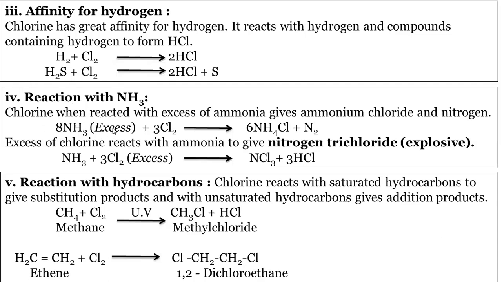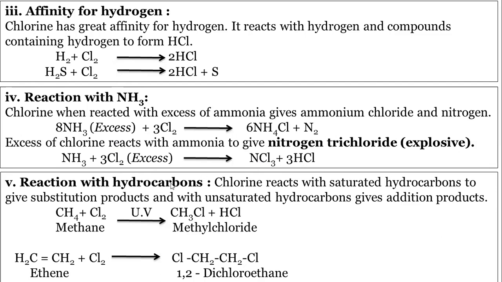We discussed this reaction in the last lecture: excess of ammonia reacting with chlorine, and excess of chlorine reacting with ammonia. These are two different reactions. In the first reaction, we are using excess of ammonia. 8 molecules of ammonia react with 3 molecules of chlorine. We get NH4Cl, ammonium chloride, and nitrogen. But when the proportion is reversed, when chlorine is used in excess with ammonia, it gives NCl3, nitrogen trichloride, which is explosive in nature.